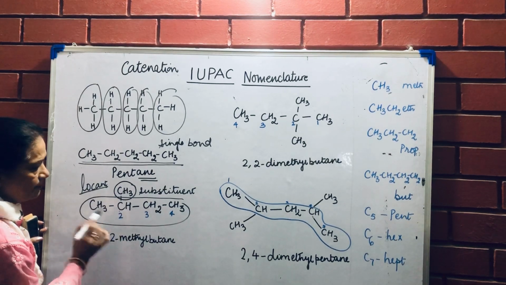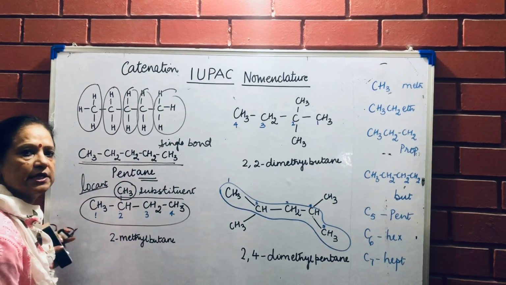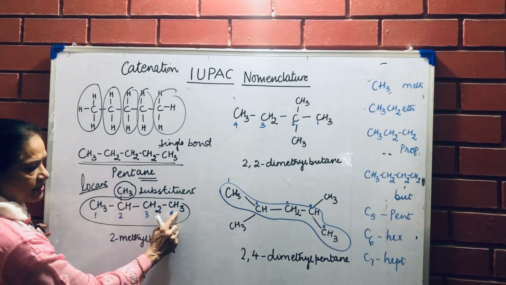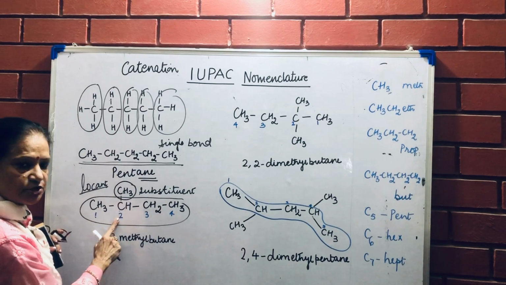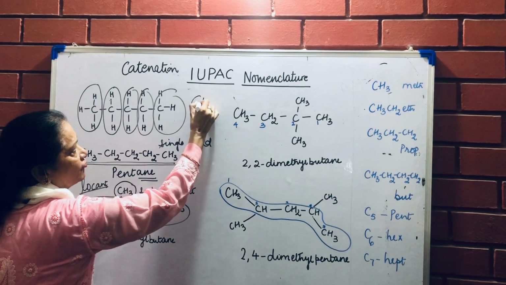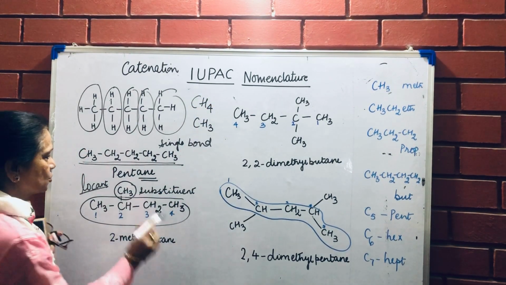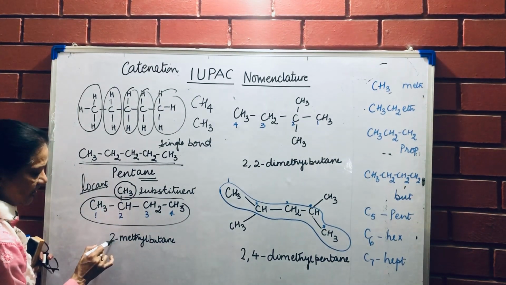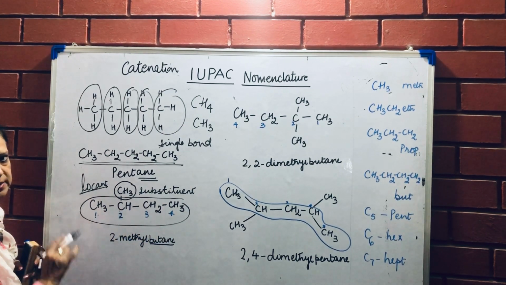Now it is present at place 2, because I can number the chain left to right, and I can also number the chain from this side to this side. If I count from this side, it will get place 3. From this side it is getting place 2. So at place 2 is a methyl group. CH4 is methane but CH3 is methyl. So the methyl group is outside and it is present at place 2. So the name becomes 2-methylbutane because there are 4 carbon atoms.